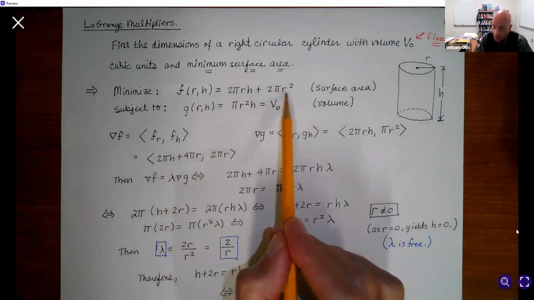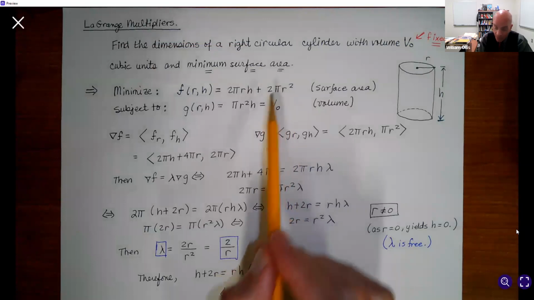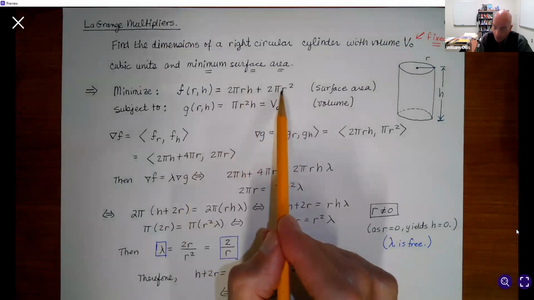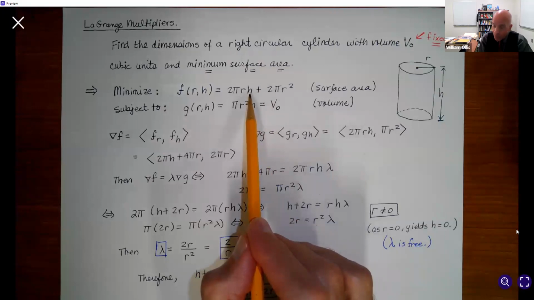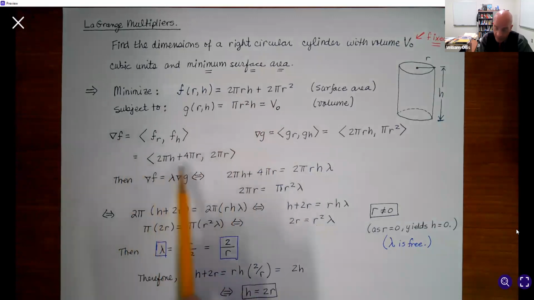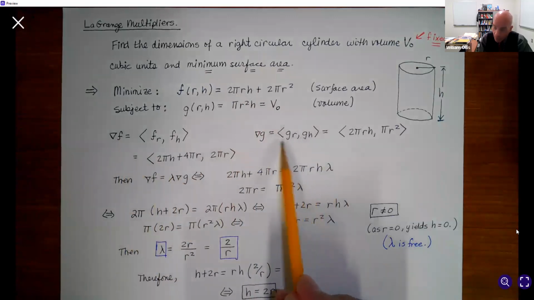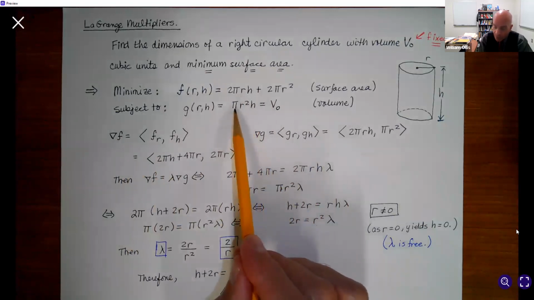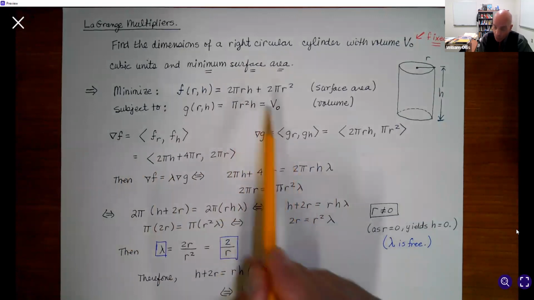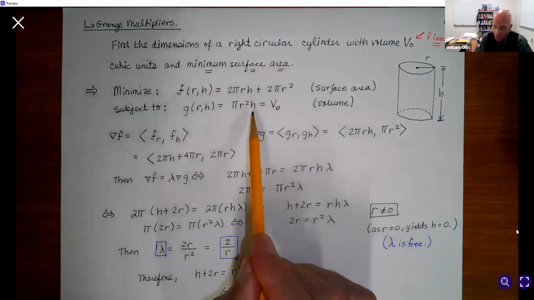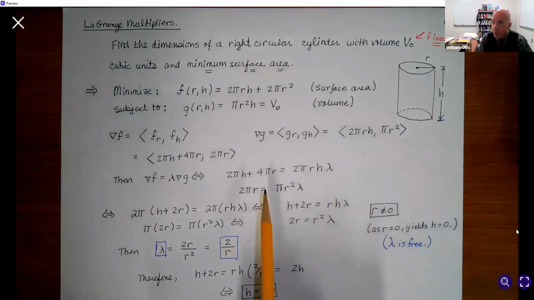And of course, when we differentiate here, we have the 2R from the power rule, and that multiplies the 2 pi to give us 4 pi R. And then the H partial, of course, this term differentiates to 0, but then the H differentiates to 1, and we're just left with 2 pi R. So the gradient for F has this form. Now for the gradient of G, again, we use the power rule on R squared, and that just gives us 2 pi RH for the R partial. And then, of course, the H just differentiates to 1, and we're just left with pi R squared.